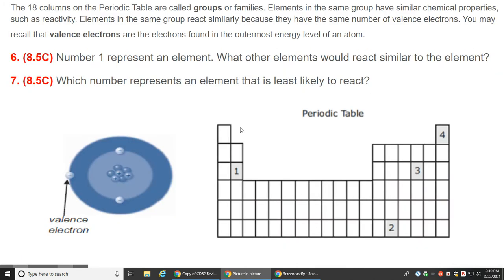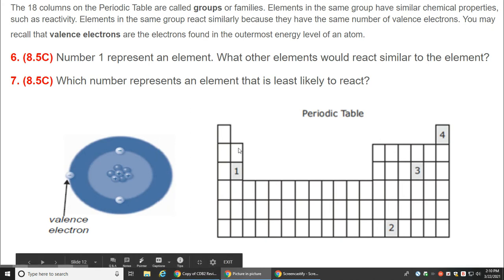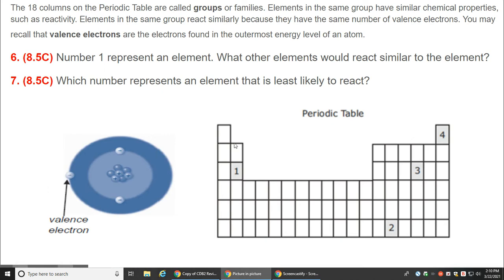The 18 columns vertically up and down on the periodic table are called groups or families. These elements in the same group have similar chemical properties. So we can say in group 2, all of these elements vertically up and down have similar chemical properties. They're all in group 2, so they all have 2 valence electrons, so they're going to react chemically. Similarly, they're going to do the same thing. They want 8 valence electrons and they only have 2.